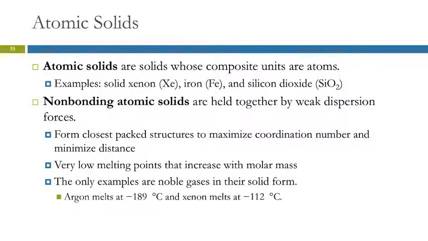The only examples we have of this type of atomic solids are the noble gases in their solid form. So not many examples of this. And just for reference, argon melts at minus 189 and xenon melts at minus 112 degrees Celsius. The melting points are going to vary with the molar mass. The higher the molar mass, the higher the melting point, but all of them really, really low.